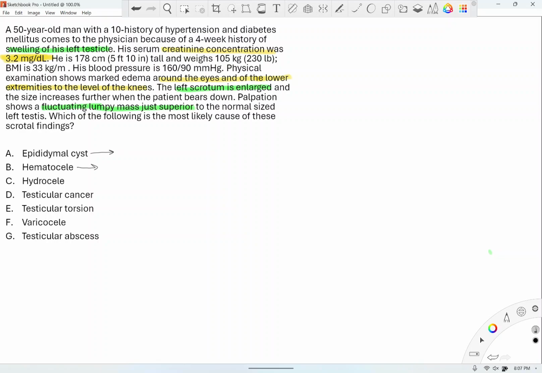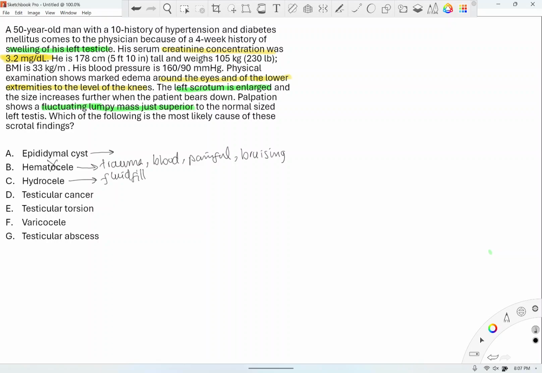Hematocele usually requires trauma. There will be trauma, and there will be blood in the scrotum, and it will be painful, and there'll be bruising in that area. This question doesn't talk about any of that, so I'm not going to choose that. Hydrocele is simply fluid and usually occurs in children, not in elderly. Hematocele can occur at any age.